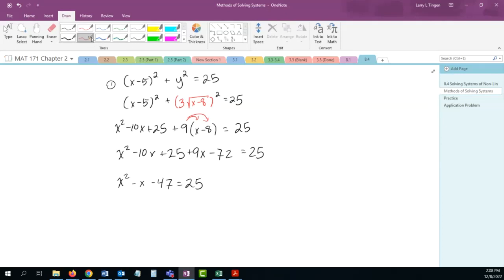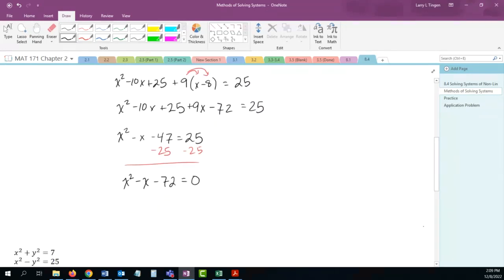And now I just need to get everything on the same side. So subtract 25 from both sides. And luckily, I just added 25. So to undo that, it takes me right back to where I was. x squared minus x minus 72.